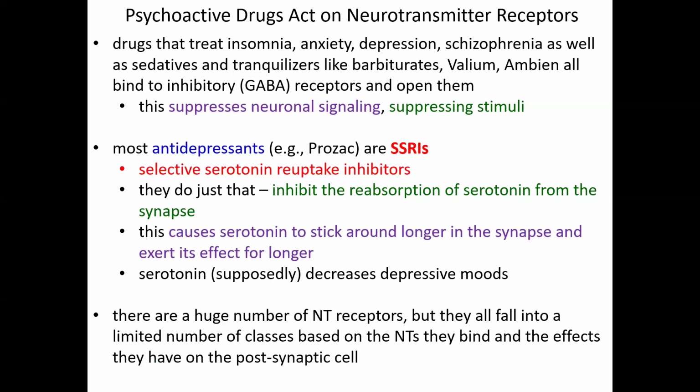There's a huge number of neurotransmitter receptors. I want to be clear, we're just touching on a very, very small few of them here. But all of those neurotransmitter receptors and the neurotransmitters that bind to them fall into a very limited number of classes based on the neurotransmitter, based on its ability to excite or inhibit, and based on the effects that it has on the nervous system specifically, and the individual or the organism more generally.